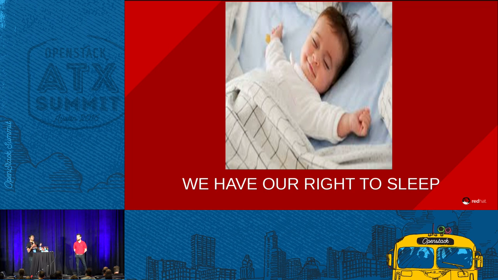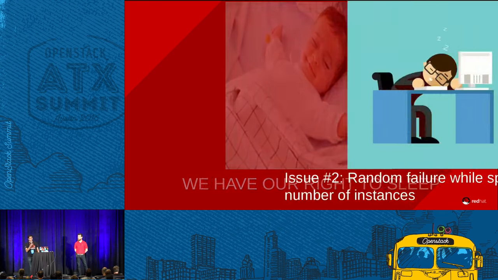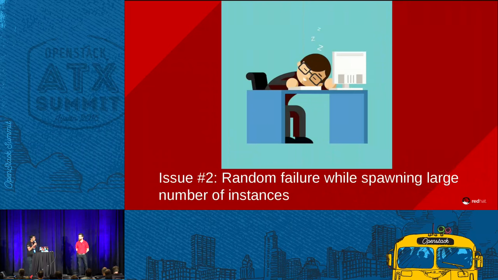And good, we identified the problem and we also have a solution that increases the RabbitMQ file descriptors, and we increased that for the customer, and everyone involved started sleeping like this. But unfortunately, that didn't last for a very long time. After some days, we had a different issue from a different customer, and the symptoms started to manifest exactly like the problem that Dustin explained. That's random failure while spawning a large number of instances in batches.